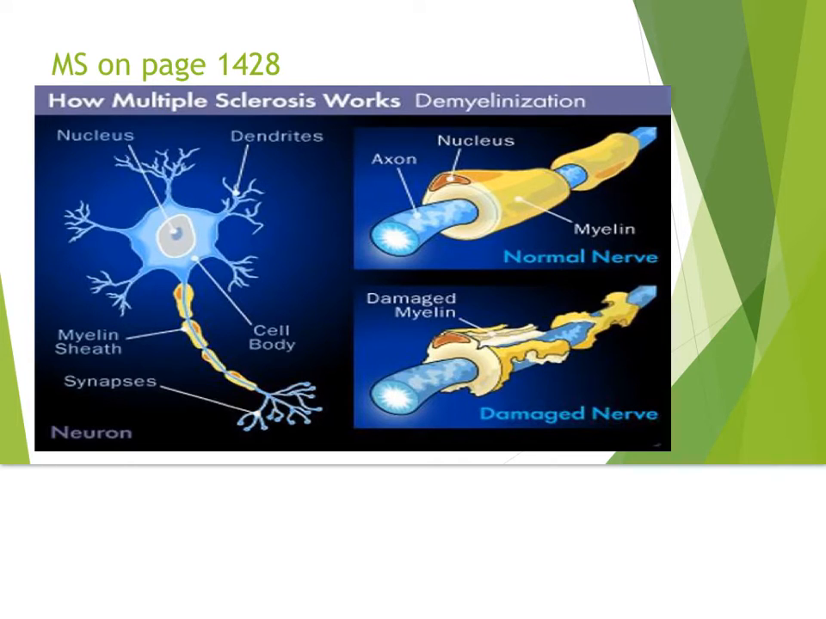And we say that the patient is in remission. But as the patient experiences repeated attacks, this damaged myelin sheath does not repair. It becomes scarred, and then there is permanent disability associated with multiple sclerosis.